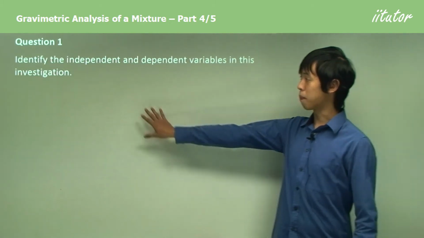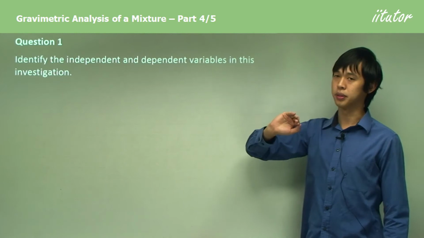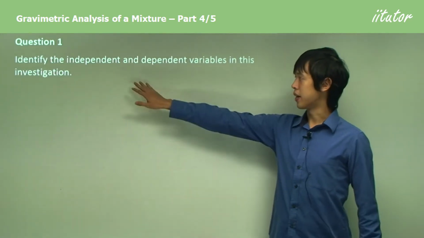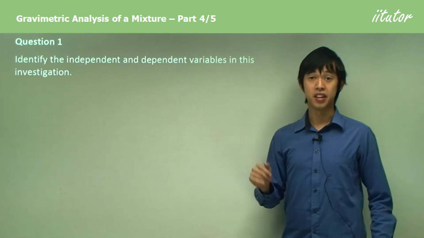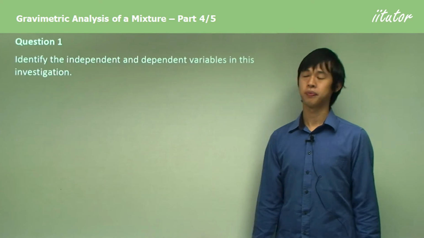Okay, so one part of that is understanding what the independent and dependent variables are. So we just want to figure out what these independent and dependent variables are in this experiment, and of course that can map to other experiments.